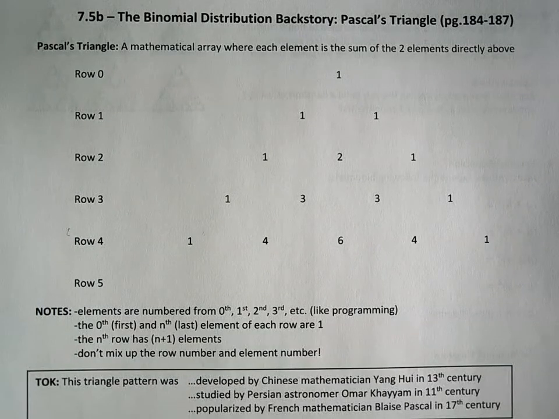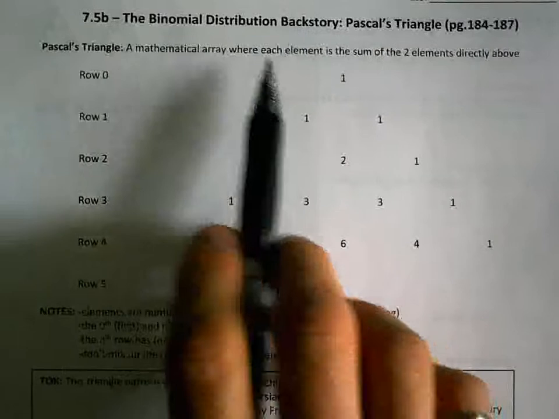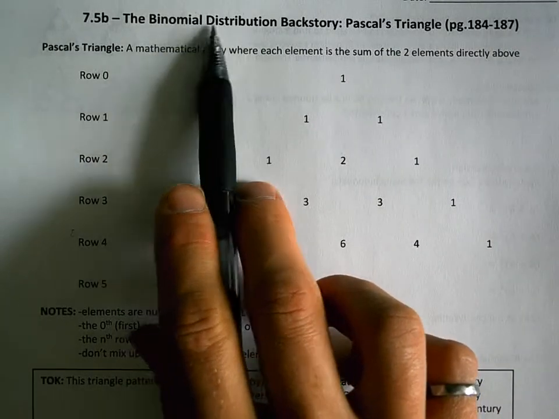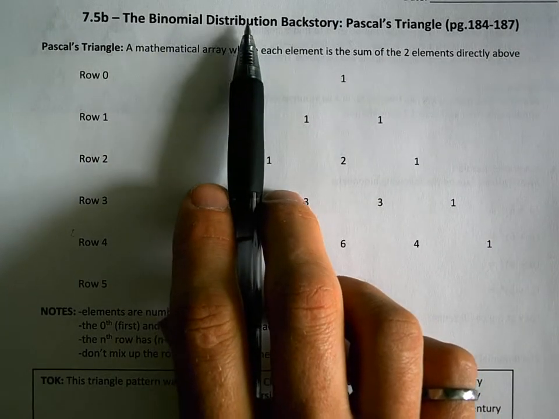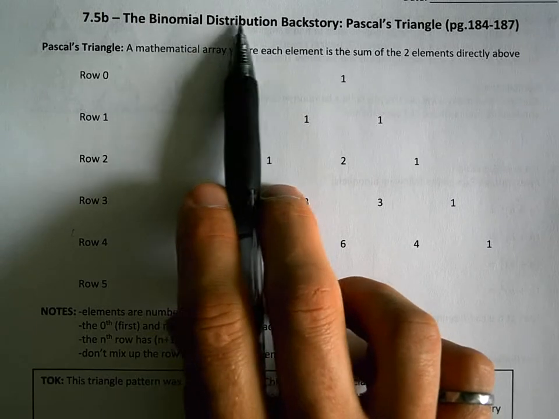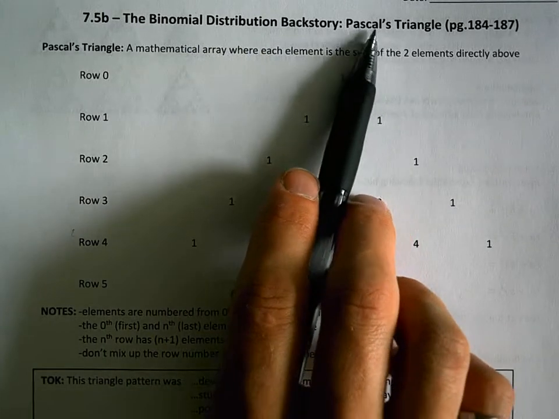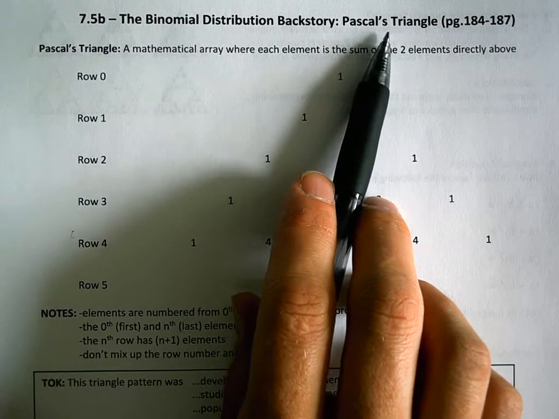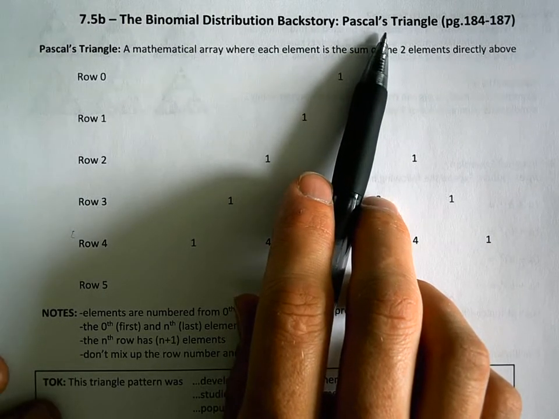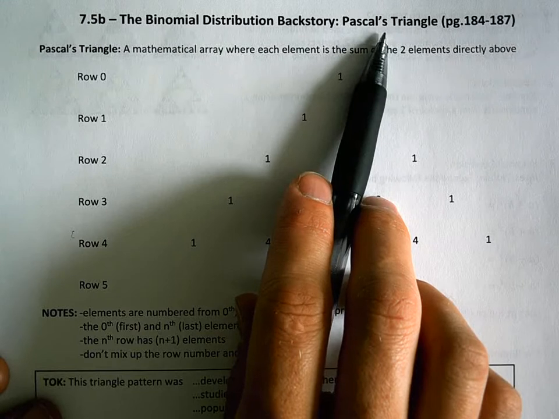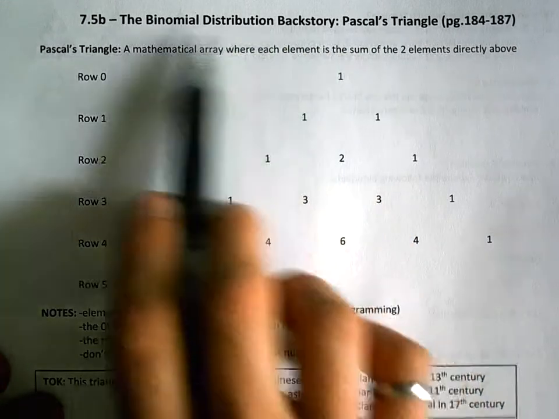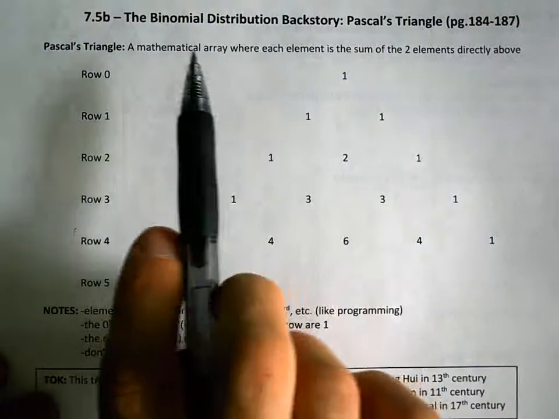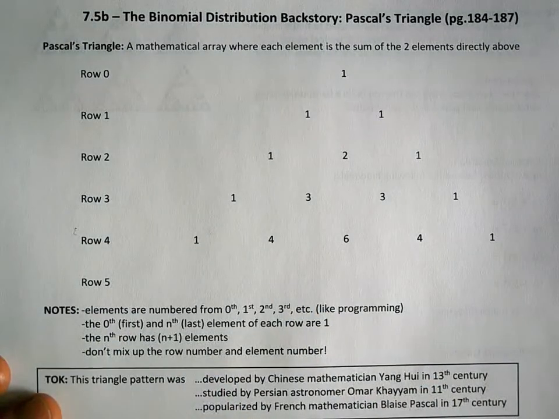Hello, it's Mr. Claudia here, and today we're going to continue learning the binomial distribution backstory. Last lesson we learned about combinations. Today we're going to continue and learn about Pascal's triangle. You've probably covered a little bit of Pascal's triangle for an ISU that you did or didn't do in grade 10 or 11. But because I know it was an ISU, you didn't really learn it, we're going to try going over it in a little more detail.